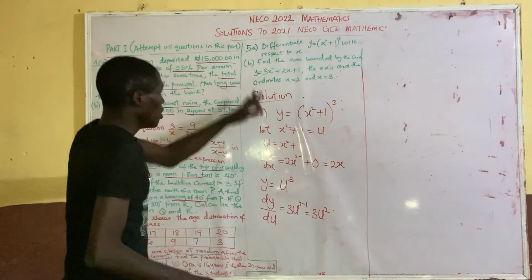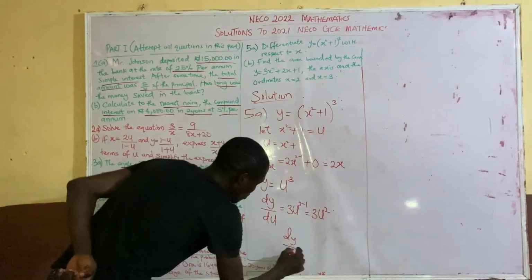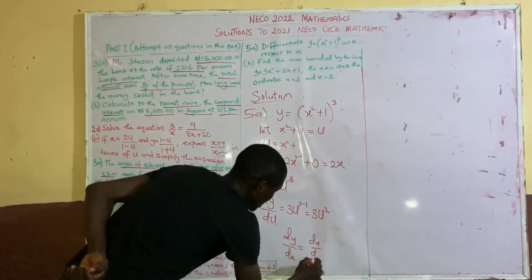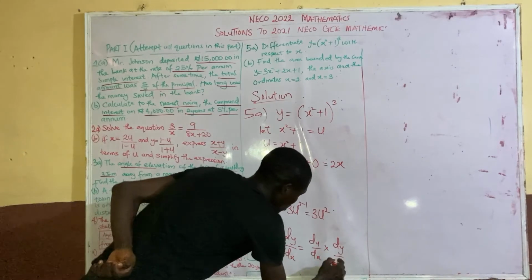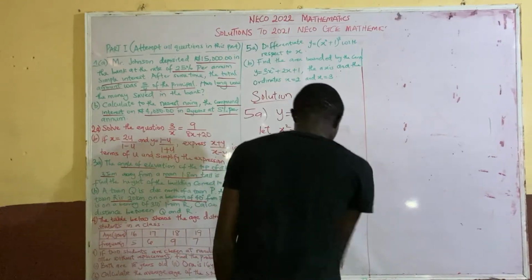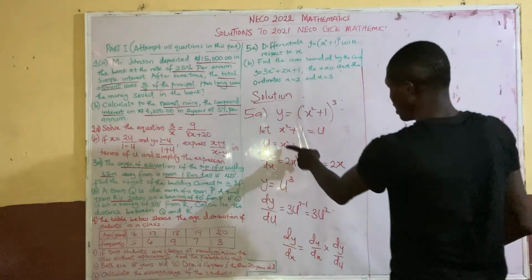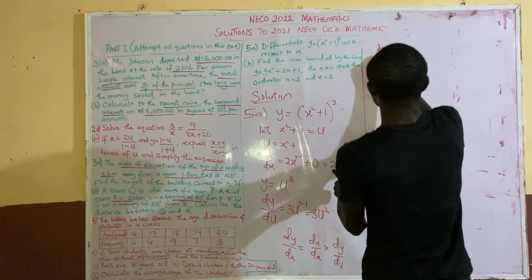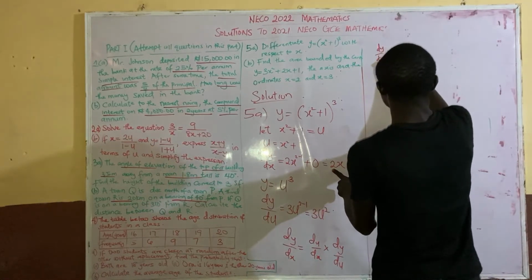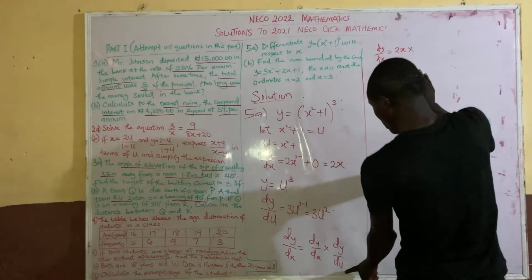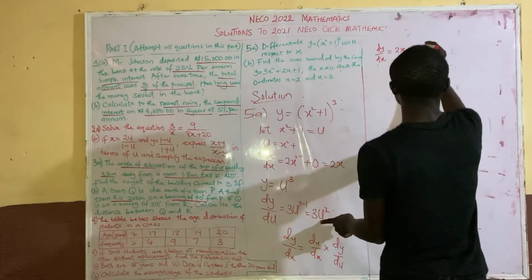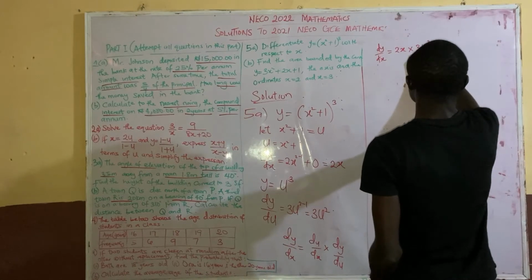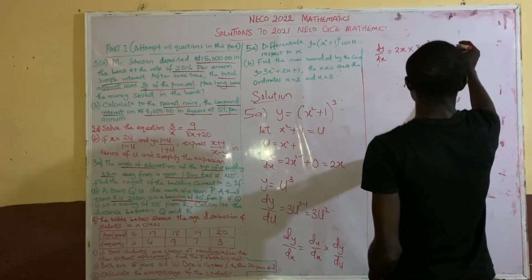So now, using function of a function, dy/dx is equal to du/dx multiplied by dy/du. Following this trend, what is du/dx? du/dx is 2x. So dy/dx is 2x multiplied by dy/du. dy/du is 3u squared. If it is 3u squared, then how does this affect this? 2x, don't forget, times 3u squared.